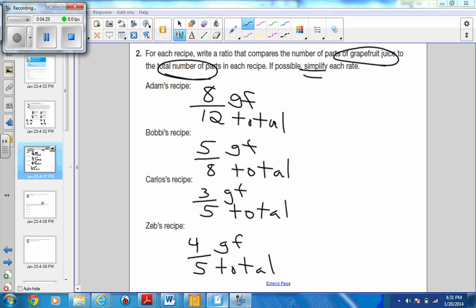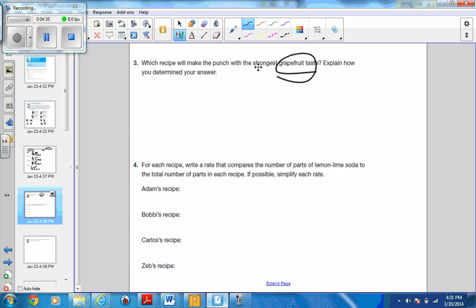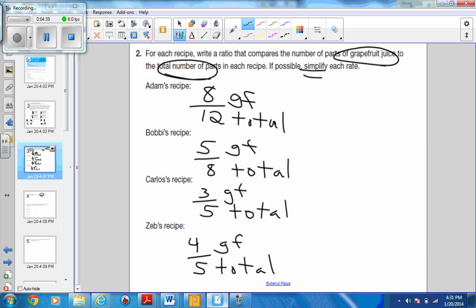So look at your next question, question 3. It asks you, which has the most grapefruit taste? Explain how you determine that answer. My suggestion is go back to problem 2 and look at those fractions. How can you compare ratios and fractions? They all have to have what? Hopefully you've thought of a common denominator. So at least figure out what your common denominator would be and compare them. You can write on problem 2 if you'd like, and then put your final answer on problem 3.